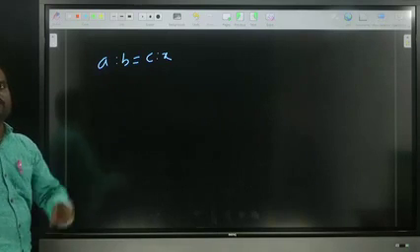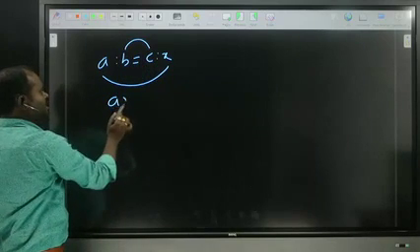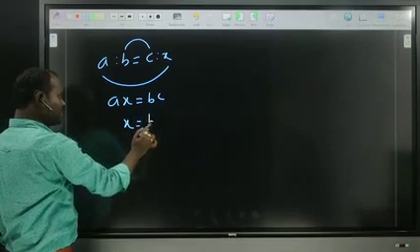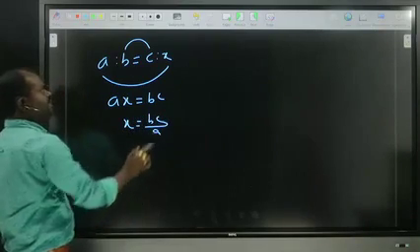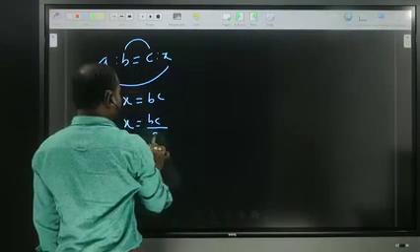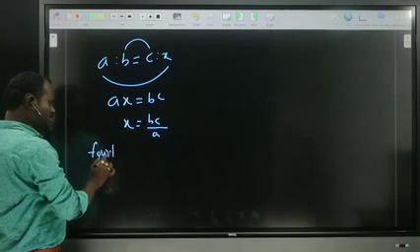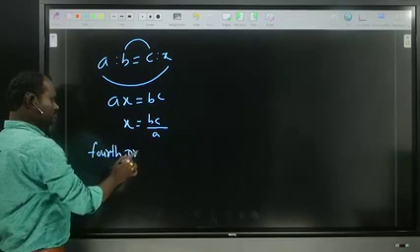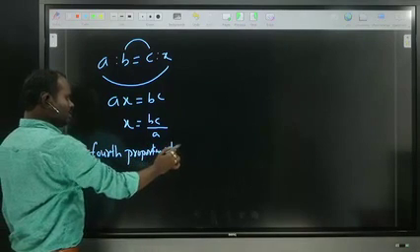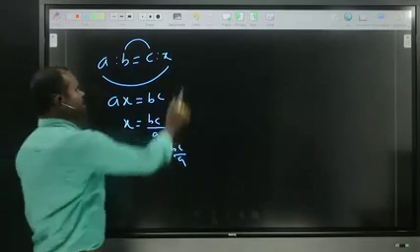How to get the X value? Just now we learned the formula: product of extremes equals product of means. Based on that, AX is equal to BC, so X is equal to BC by A. That means the fourth proportion is equal to BC by A. It is one thing.